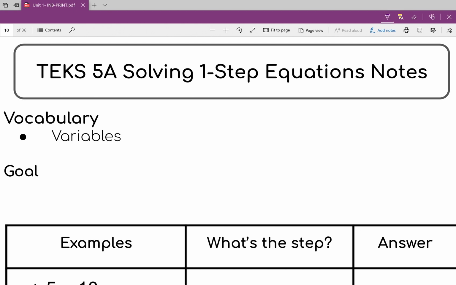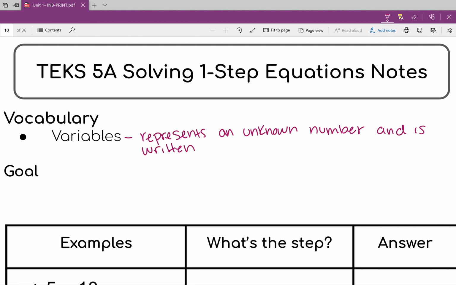Let's first define the word variable. So a variable is a letter. In math, a variable represents an unknown number and is written as a letter. For example, x, y, x squared, and so on.